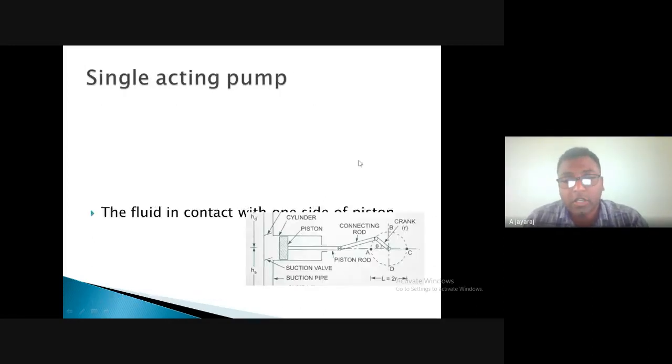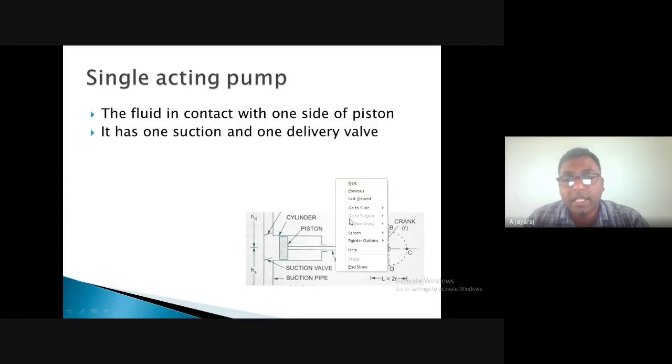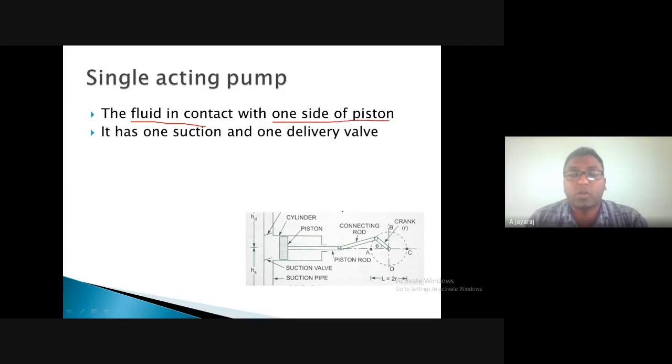Here in this picture, we are able to see a single acting reciprocating pump. In simple terms, a single acting reciprocating pump comes in contact with fluid on one side of the piston only. This is the key phrase here: on one side of the piston. So the piston comes in contact with the fluid on only one side. The other side has no contact with the fluid, it is completely sealed by the piston rings.